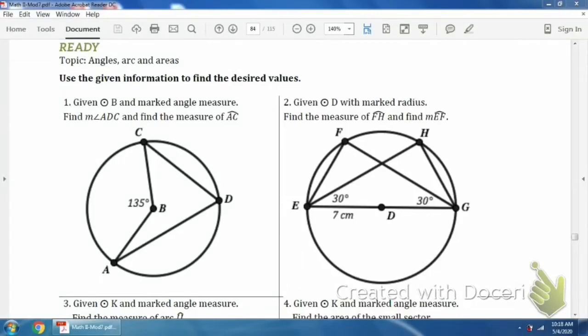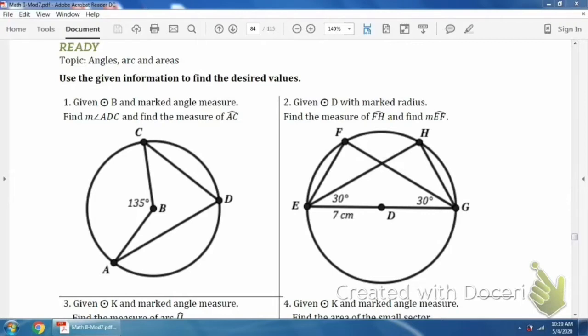Okay, so for 7.9, we're just doing the ready and the set. Don't worry about the go, so cross that off. Alright, so the ready is kind of stuff from the beginning of this chapter. So we got central angles, and we have inscribed angles.